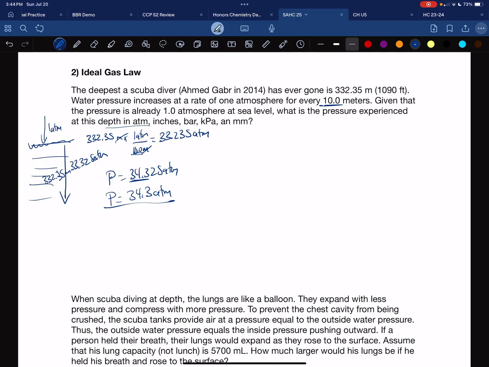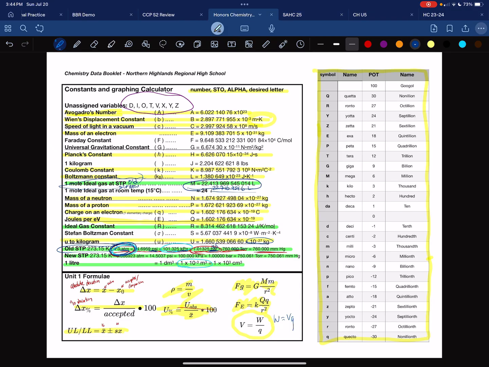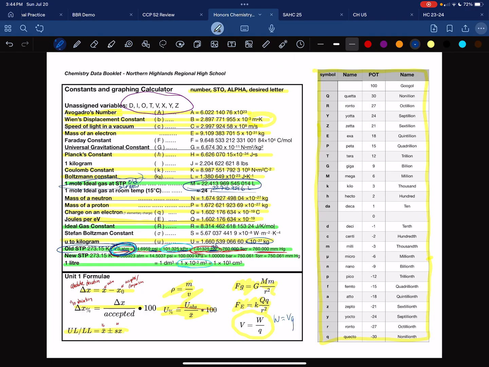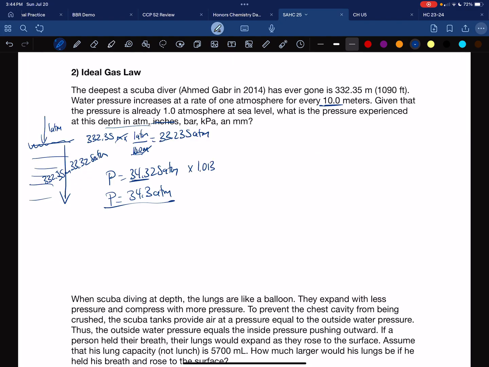What about in inches? Well, we can look for our conversion. Let's go with atmospheres to inches. It's actually not given to us on this table, so we'll just skip over that one and not do inches. We'll do bars. 1 atmosphere is 1.01325 bars, so we'll take that answer and multiply it by 1.01325. And we're going to get 34.6886135 bars, and we can report 3 digits again.